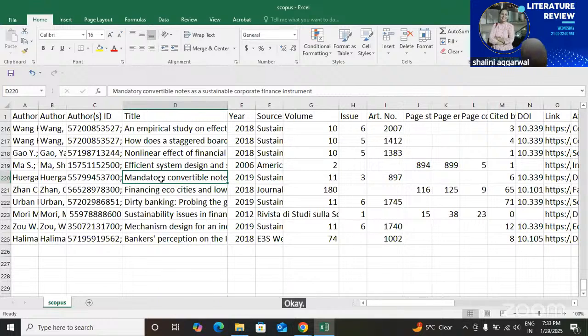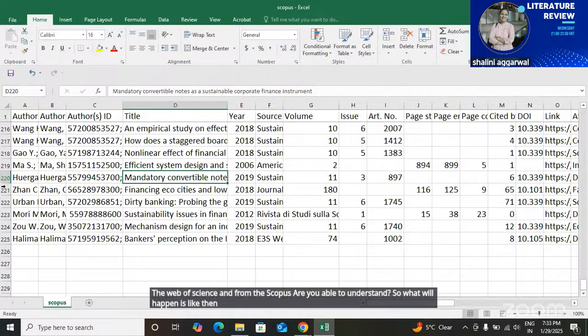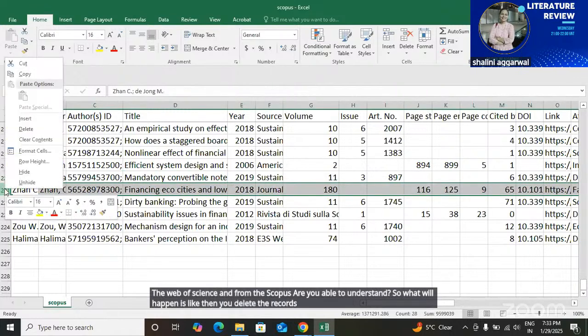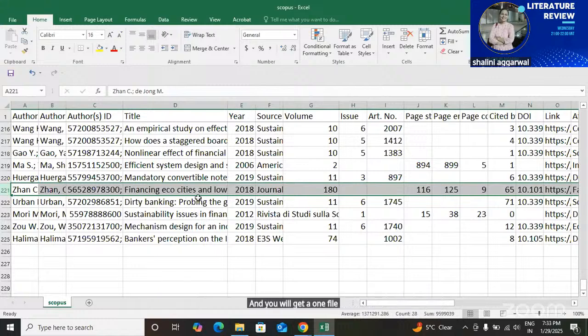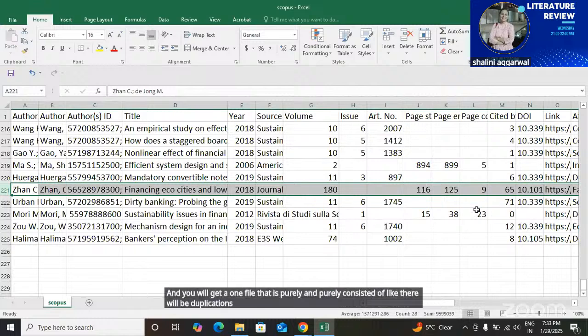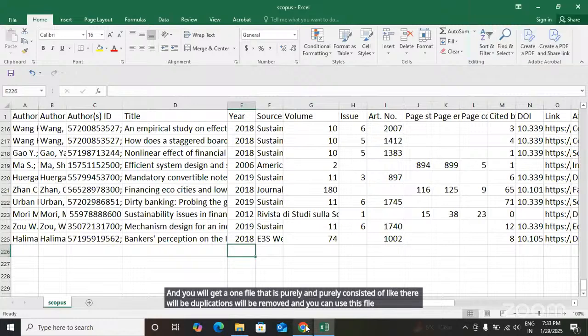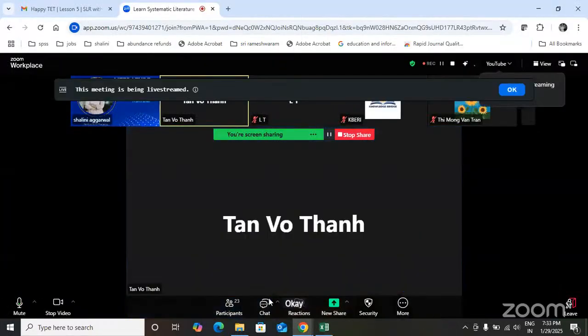Then you delete the records altogether. Just click on this and click on the option delete. It will delete the duplicate files, and you will get one file from which the duplications are removed, and you can use this file. Great, great. Thank you very much.